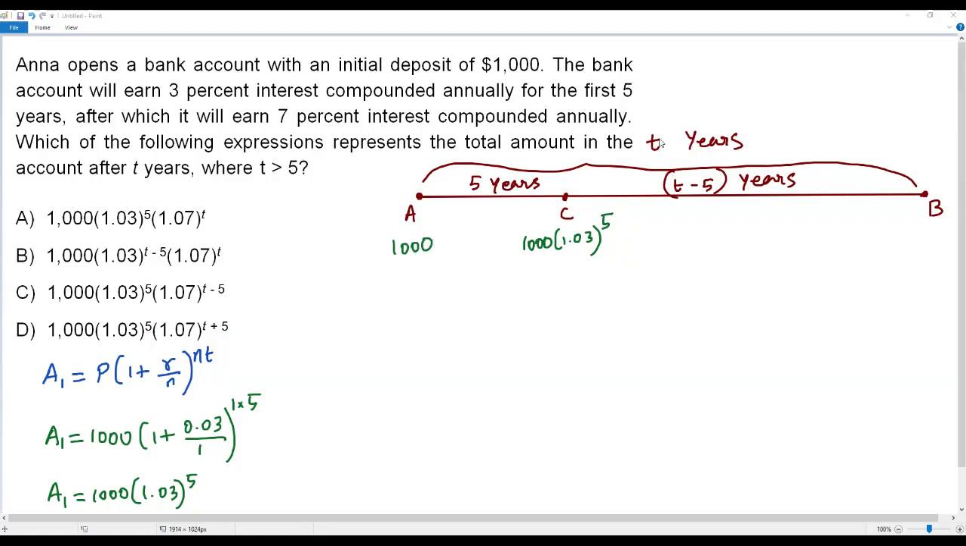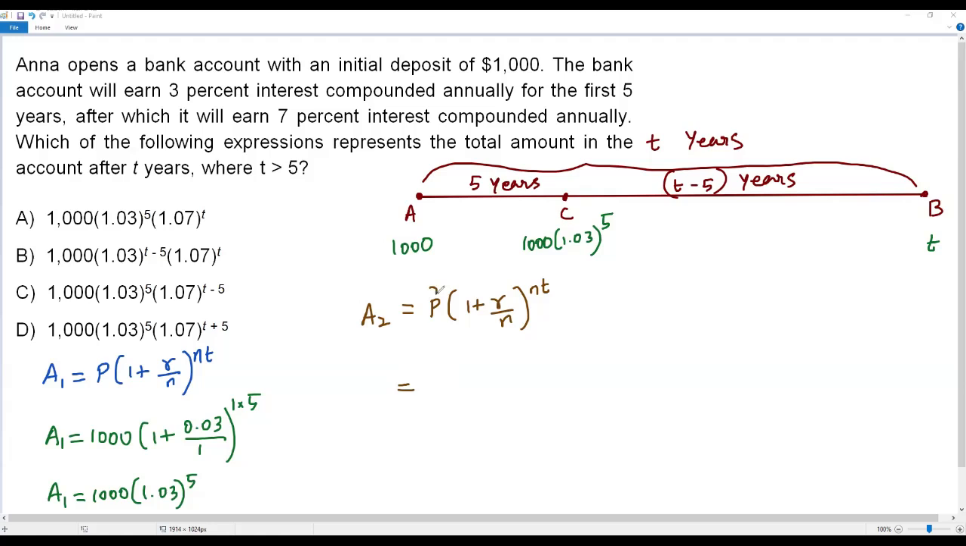Since AB represents the complete time period T years, the point B represents the end of T years. This is where we have to find the value of the deposit, that is, the total amount in the account after T years. For this period, that is for this T minus 5 years, this is the principal. Now we have to find the value of the deposit at the point B, that is after T years. For that, again, we have to use the same formula. This time, I assume A2 as the value of the deposit after T years. So the formula is the same, P times (1 plus R over N) to the power of NT.